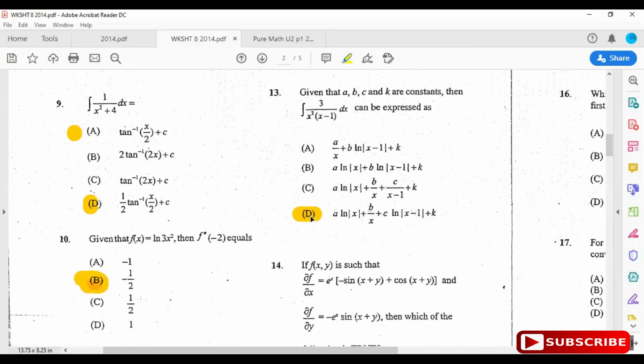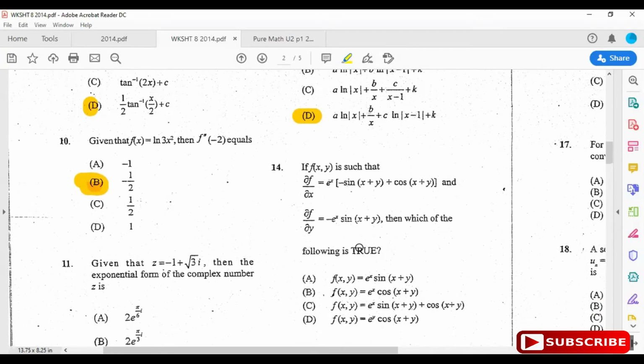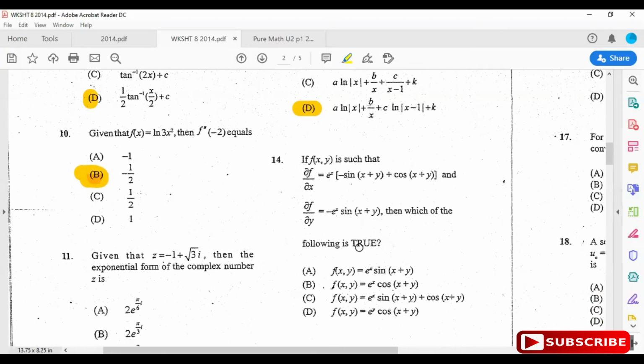So that's dog. Easy question, soft. All right, question 14. It's asking which of the following is true.